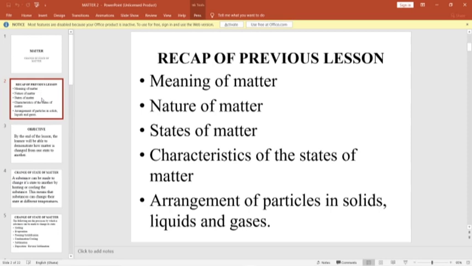In our previous lesson, we saw the meaning of matter, what matter is, then the nature of matter, the states in which matter can exist, the characteristics of the states of matter, and then we also looked at the arrangement of particles in the three states of matter, that is solids, liquids, and then gases.